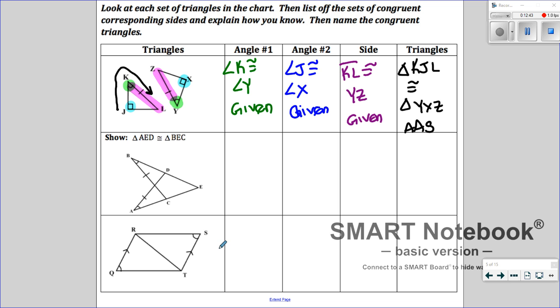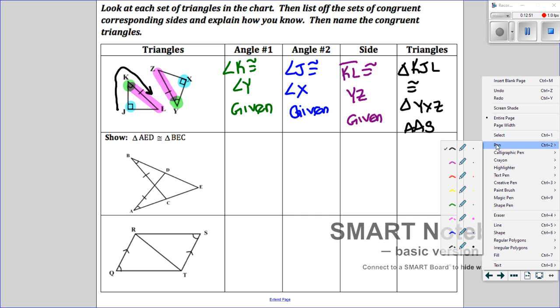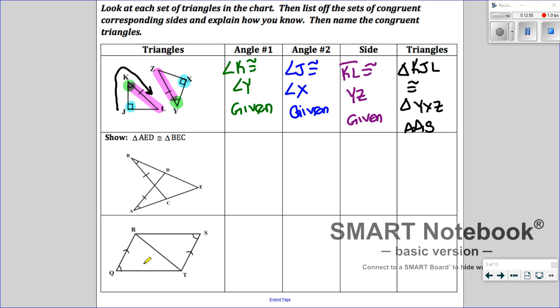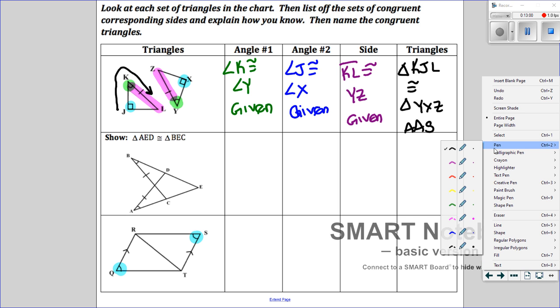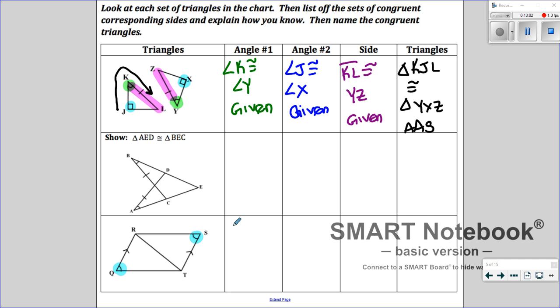Alright, so let's do the bottom one. So I'm just going to mark anything that they gave me that I can find. So I already have the angles, angle Q and angle S. They're congruent to each other. So I'm going to write that. So I can start off with that. So I have angle Q is congruent to angle S because it's given.